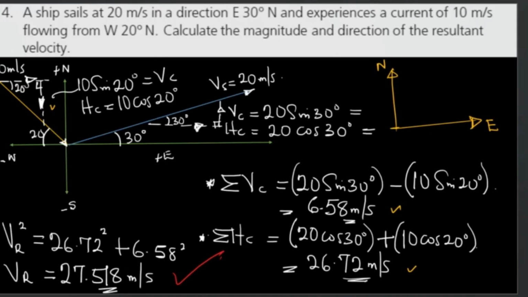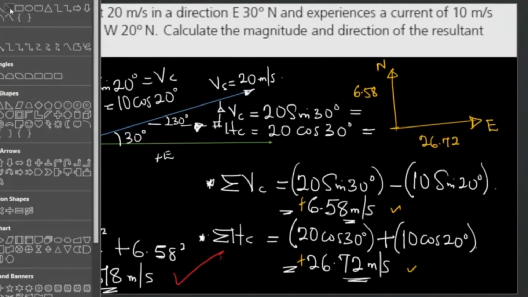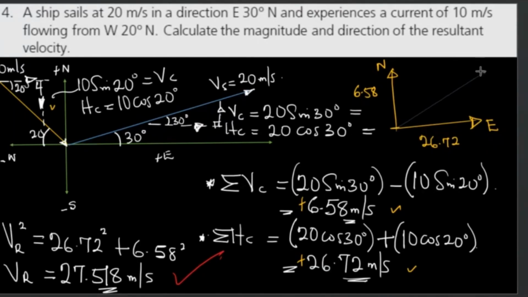So now that you've already established your vertical and horizontal components, from what I'm seeing in this figure, this gave me positive, this gave me positive. I don't know the angle yet, but I know that the resultant velocity is going in the northeast direction because they are both positive. So the vertical component is 6.58. This is 26.72. So I can establish that it is going towards this direction, but I don't know which angle. So I'm going to determine the angle now.